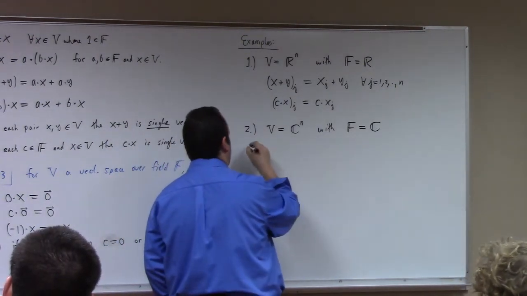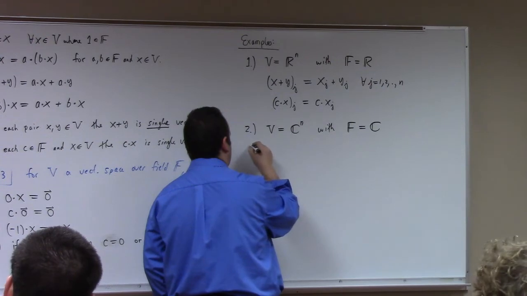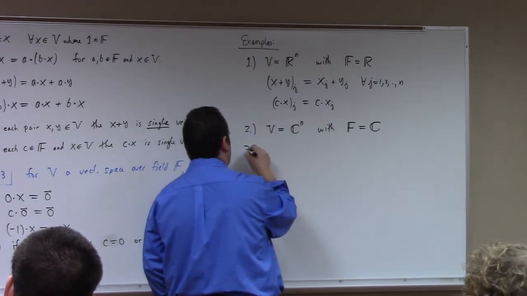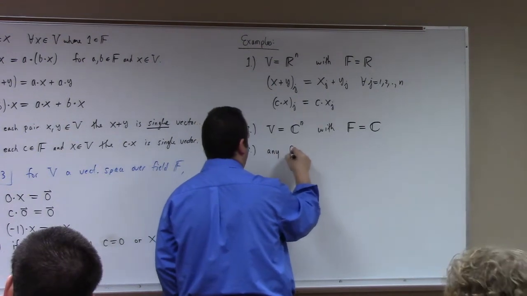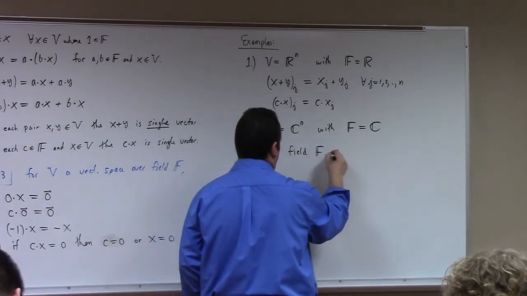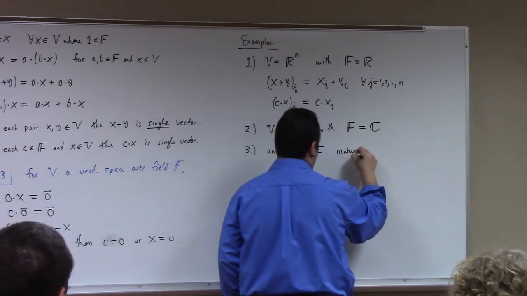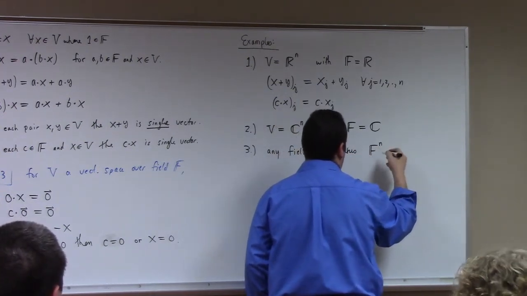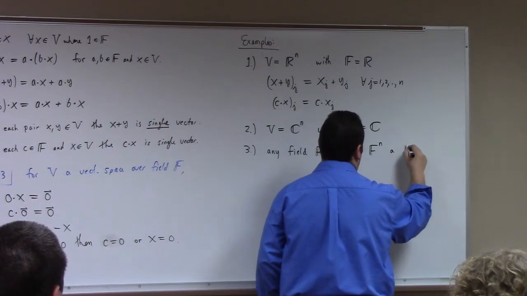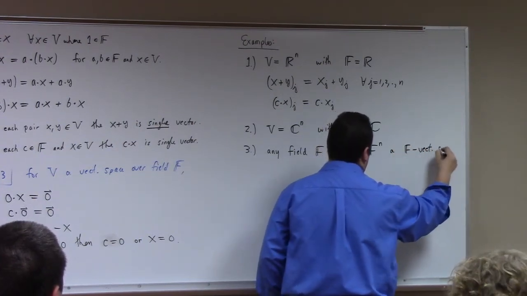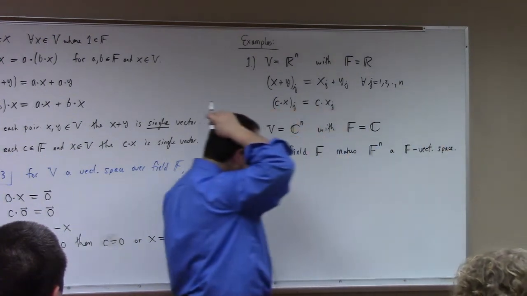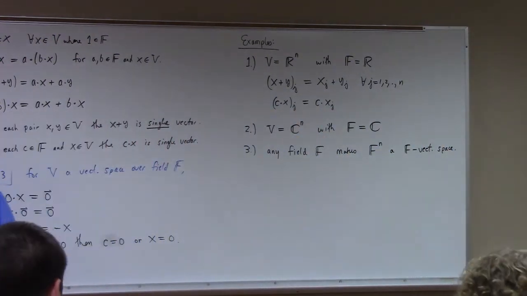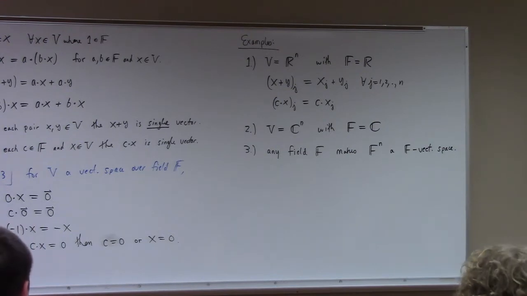You know, I'll just say any field makes the Cartesian product of the field with itself n-fold times an F vector space. So Fn for any field. I mean, we could do Z7, triples of residue classes mod 7. This would form a vector space over Z7.